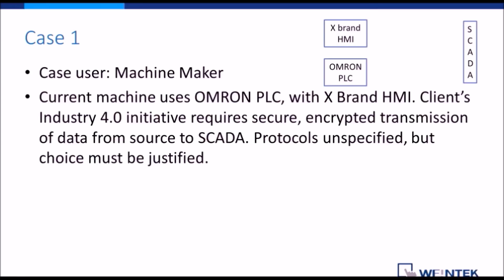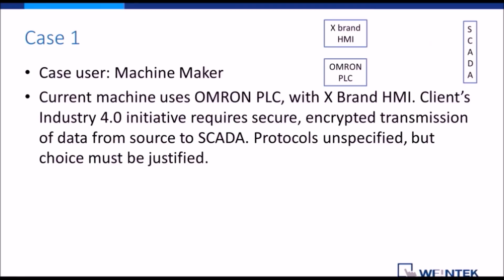Okay, the first case is from a machine maker. Their current machine uses an Omron PLC and an X brand HMI. They have a client, and their client has an Industry 4.0 initiative. They require a secure and encrypted transmission of data from source to their client's SCADA program. They can work with their SCADA and discuss what protocols they want to use, but the choice must be justified.